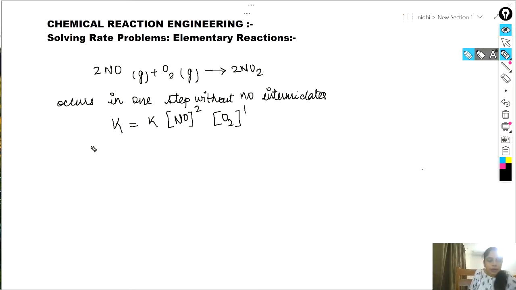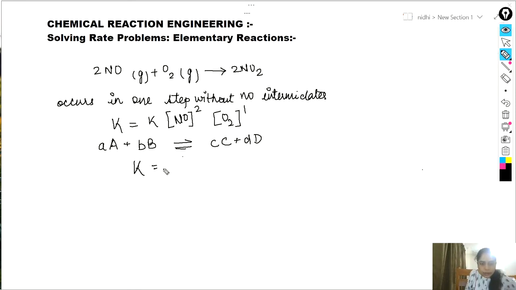exponent. So if we have a general reaction, a A plus b B gives you c C plus d D, now we can write a rate equation. Capital K is equal to small k, which is a rate constant, times A to the alpha and B to the beta. You can use lowercase alpha equal to a and beta equal to b, which are the stoichiometric coefficients of these two reactants.